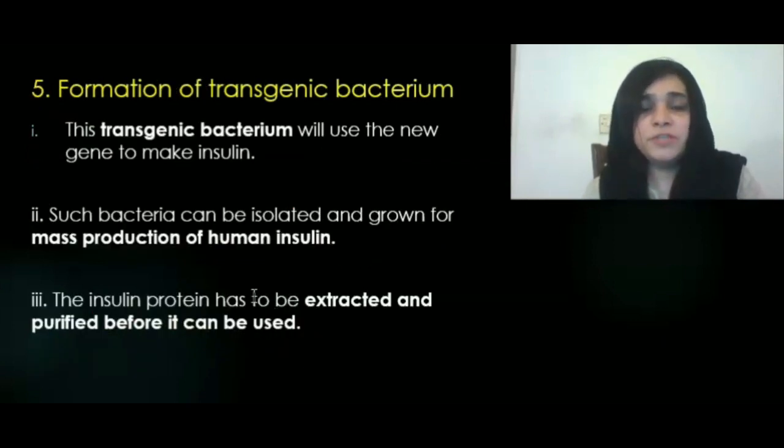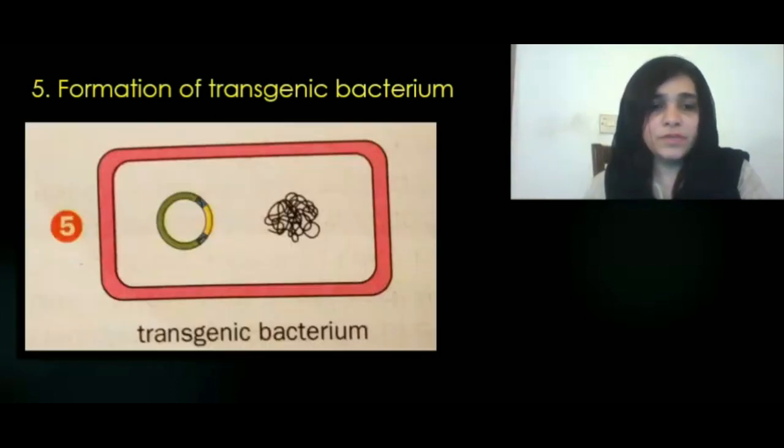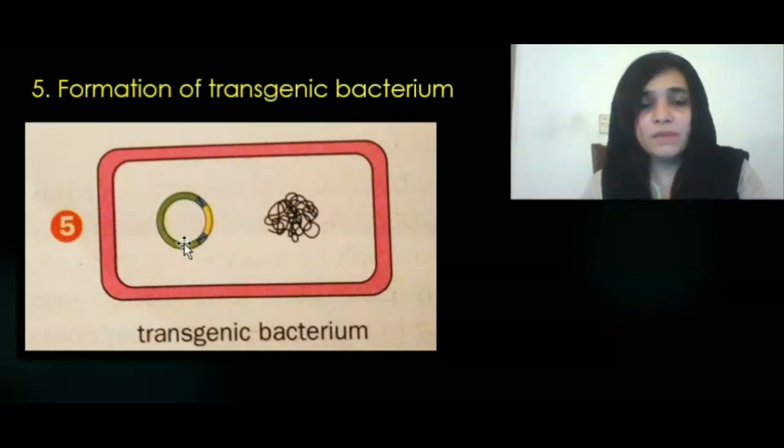Fifth step: formation of the transgenic bacterium. This transgenic bacterium will use the new gene to make insulin. A transgenic bacterium is a bacterium that contains a recombinant plasmid. Such bacteria can be isolated and grown for mass production of human insulin. The insulin protein has to be extracted and purified before it can be used. So here is a diagram that shows a transgenic bacterium, and this is the recombinant DNA we inserted into the E. coli bacterium.